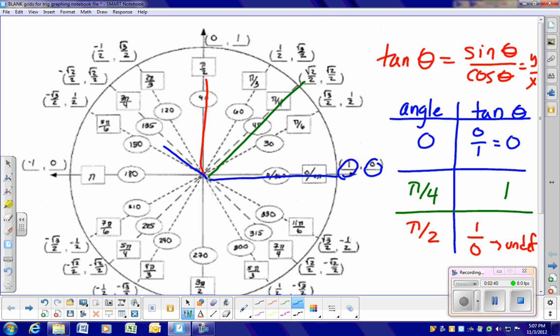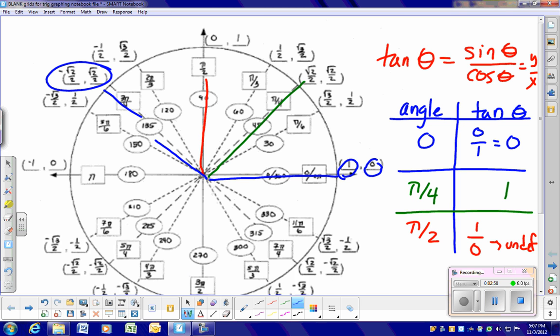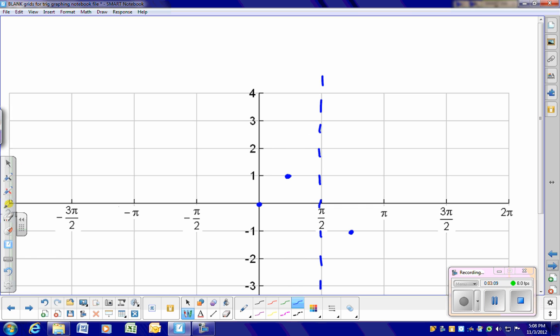Over here, our tangent value, sine and cosine are the same except different signs. That would give me a ratio of -1 at 3 pi over 4. 3 pi over 4 is halfway between these next two tick marks. So that would be a point down here. Come over here in the unit circle. At pi, we would have 0 over -1 for tangent, which is 0. So at pi, on the grid, I want to graph 0.